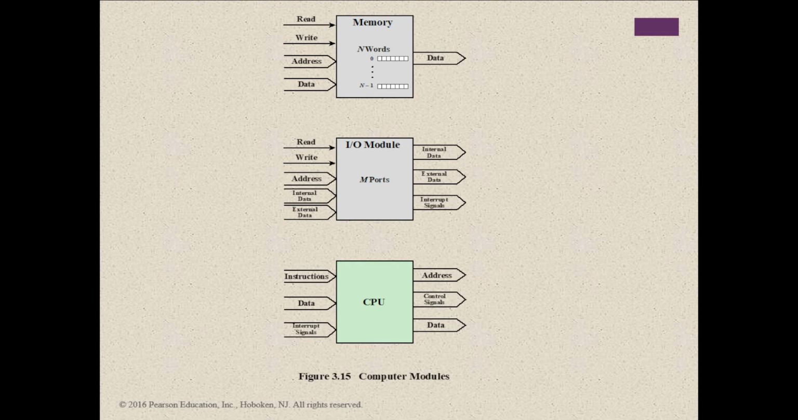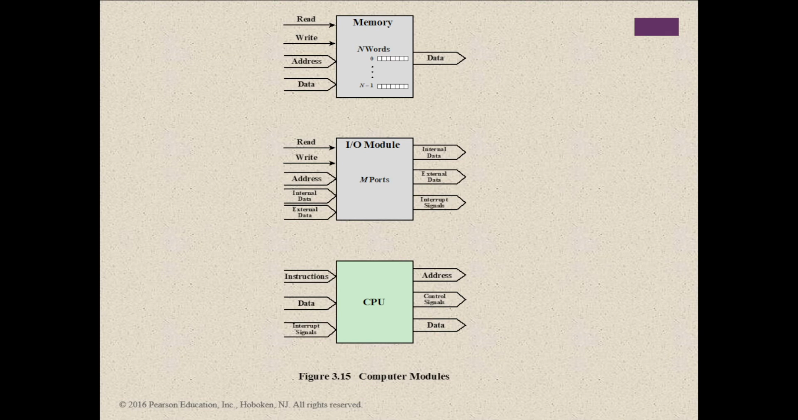This figure suggests the types of exchanges that are needed by indicating the major forms of input and output for each module type. For memory, typically, a memory module will consist of n words of equal length. Each word is assigned a unique numerical address from 0, 1 to n minus 1. A word of data can be read or written into the memory. The nature of the operation is indicated by the read and write control signals. The location for the operation is specified by an address.